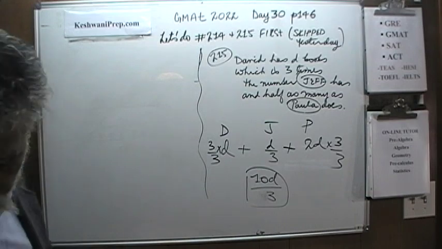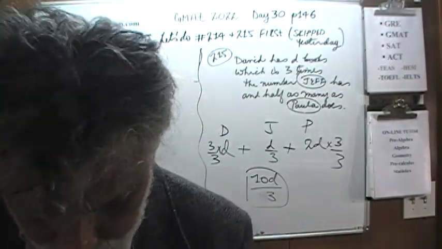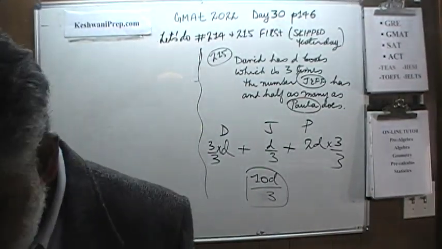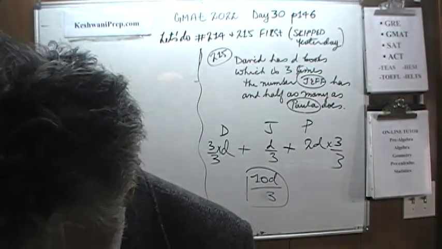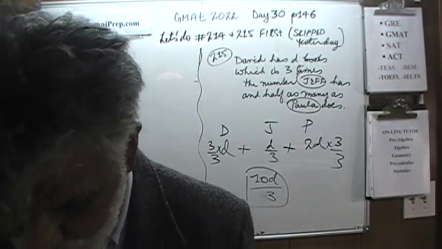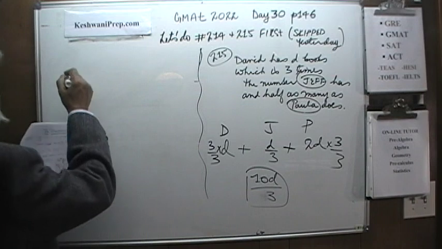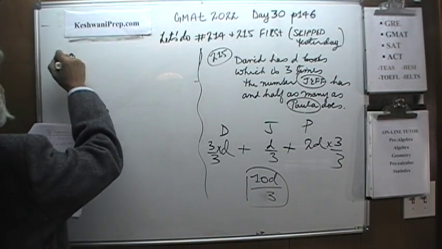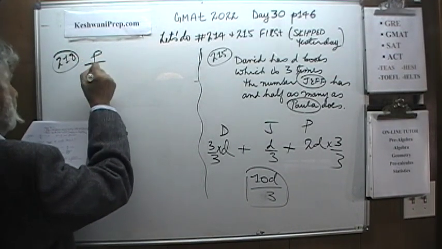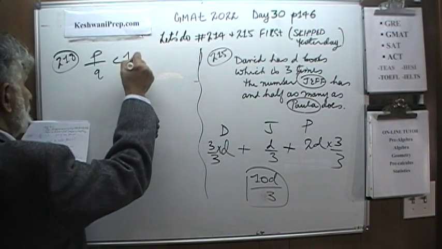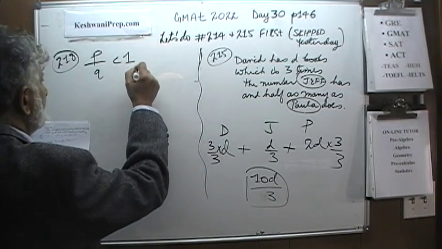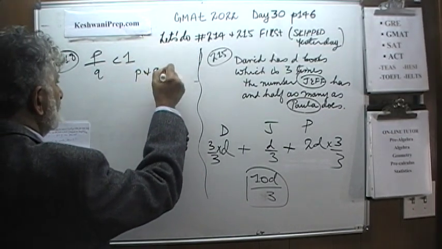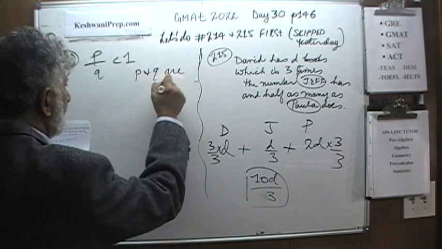Let's see what we have on the next page, on page number 146. On page 146 we are told, in problem 218, that P over Q is less than 1. And we are also told that P and Q are positive integers.